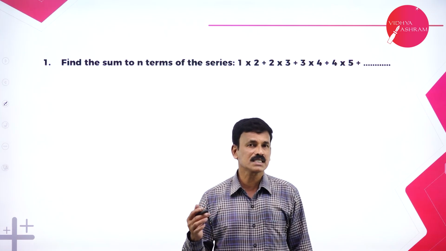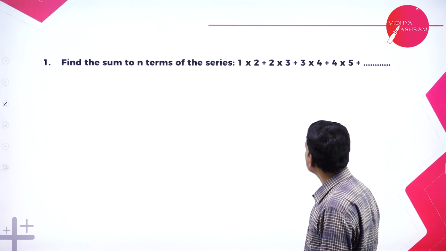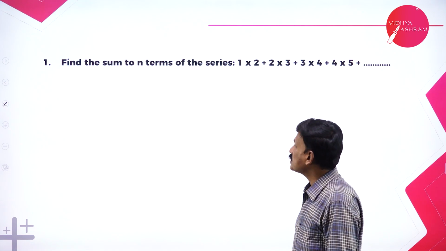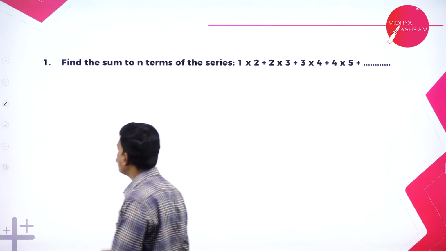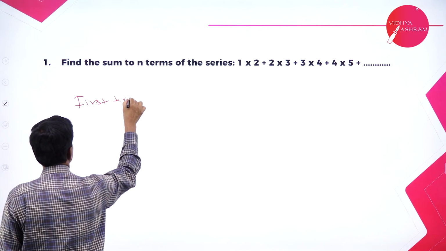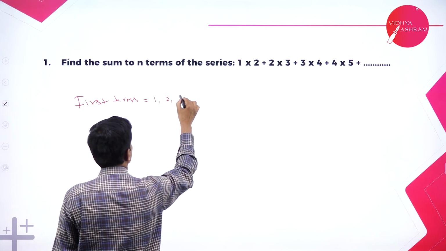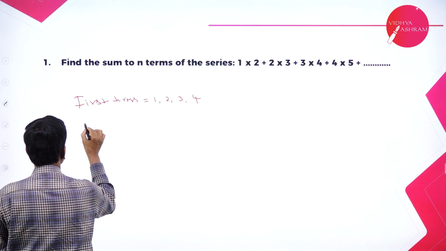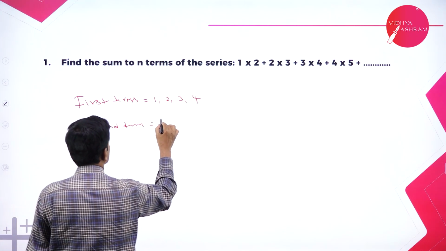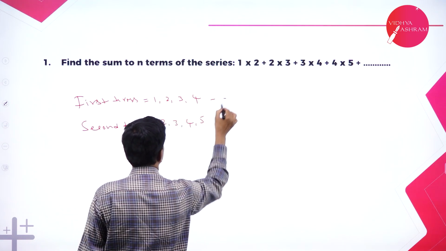Now, based on this, let us take a first problem. Find the sum to n terms of the series 1 into 2 plus 2 into 3 plus 3 into 4 plus 4 into 5 etc. up to n terms. Now, first see what the first terms are here. The first terms of the series are 1, then 2, then 3 and 4. The second terms of the series are 2, 3, again 4 and 5 etc.